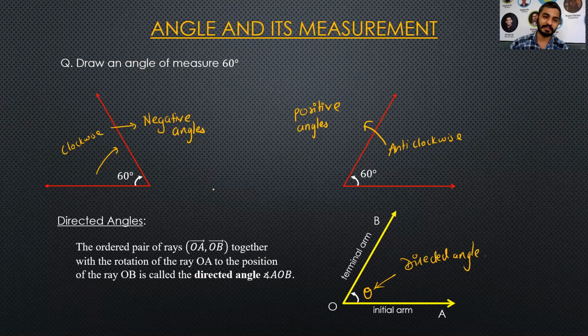So you have to keep in mind that if your angle is in clockwise direction, the angle will be a negative angle. If your angle is in anti-clockwise direction, your angle will be a positive angle. The arm from where you start measuring the angle is called the initial arm. The position where you end the angle is called the terminal arm. Now let us move on to the next part.